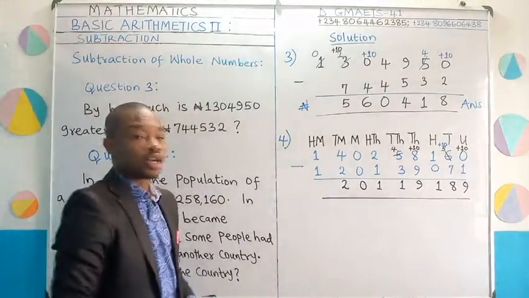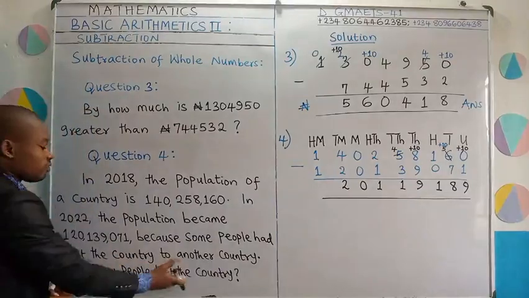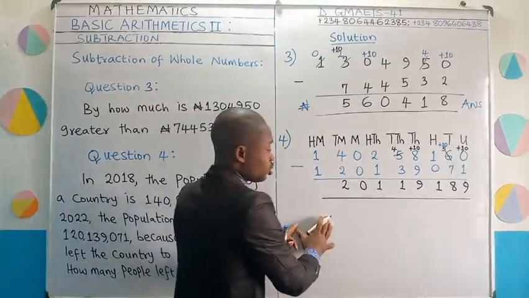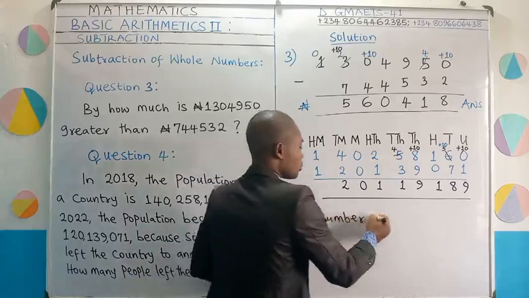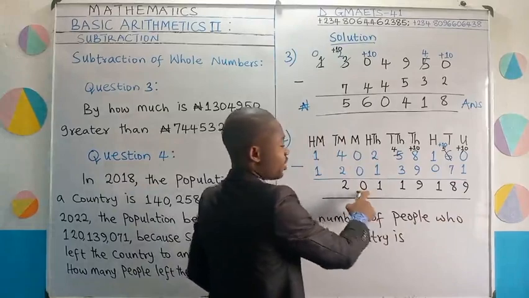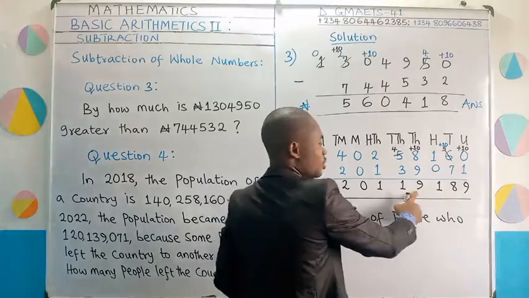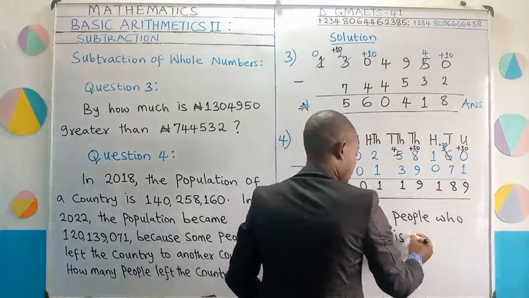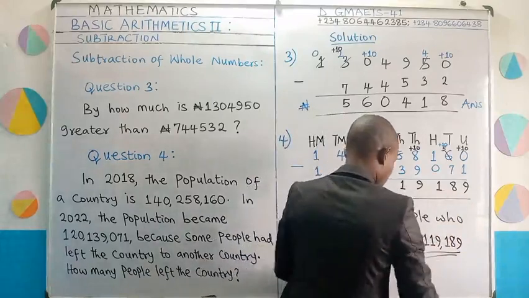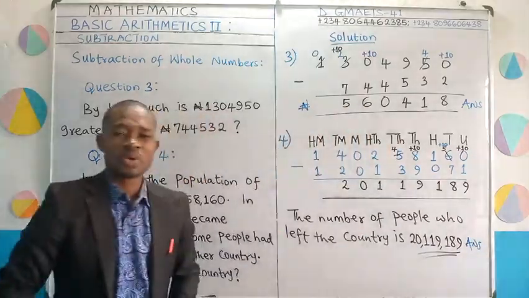We can do our conclusion. The conclusion will come from here. We are looking for the number of people that left the country. So simple. The number of people who left the country is, we have this. This is 20,119,189. So that's the number of people who left the country.